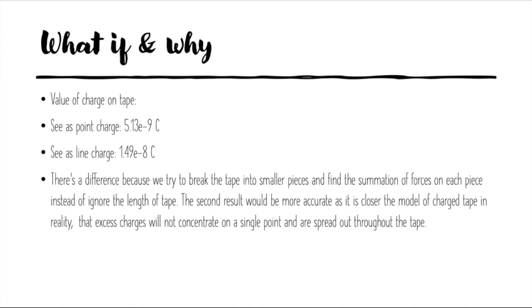For the what-if and why question, we can see that our result for the value of charge on the top tape, when we see it as a point charge, is 5.13 times 10 to the power of negative 9 coulomb. But when we change our assumption to a line charge, that value becomes 1.49 times 10 to the power of negative 8 coulomb. There's a difference between the two estimated results because we try to break the tape into smaller pieces in lab 2 and find the summation of all forces on each piece of tape, instead of ignoring the length of the tape as in the first lab.